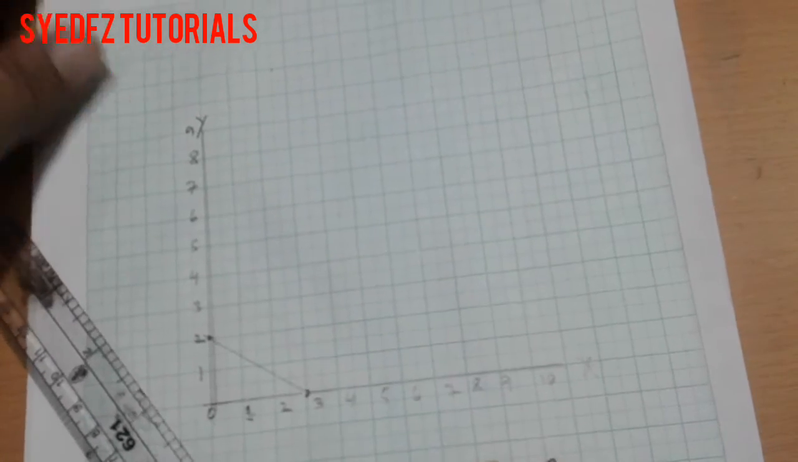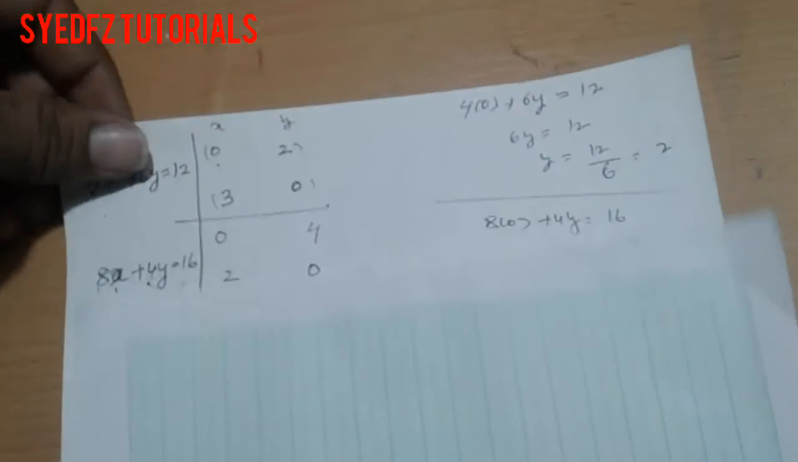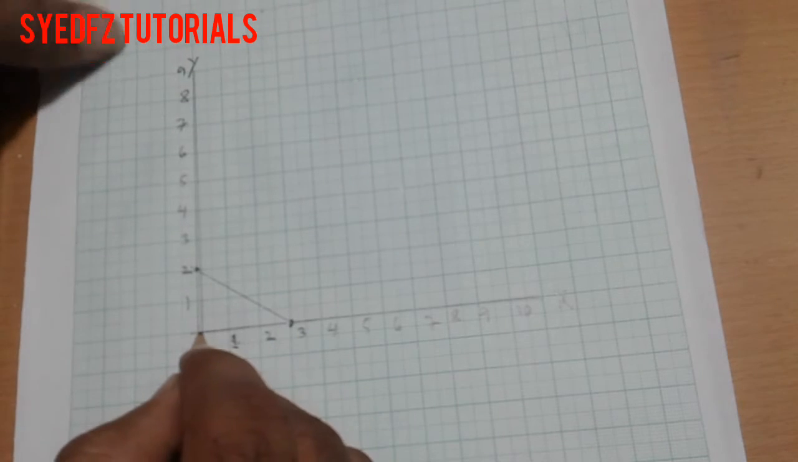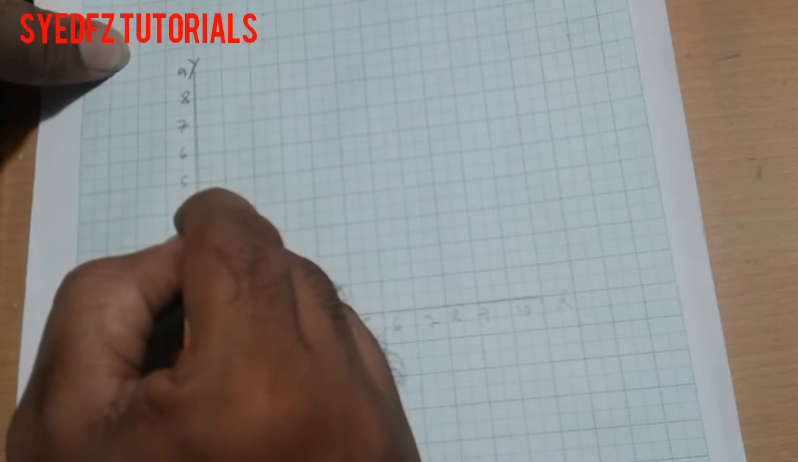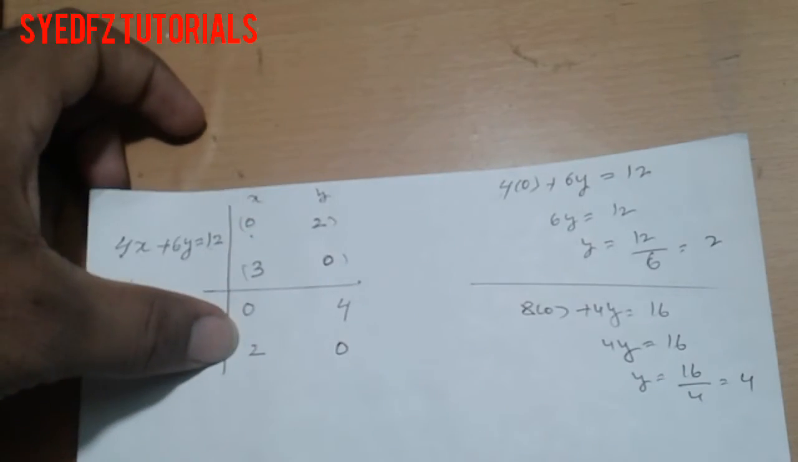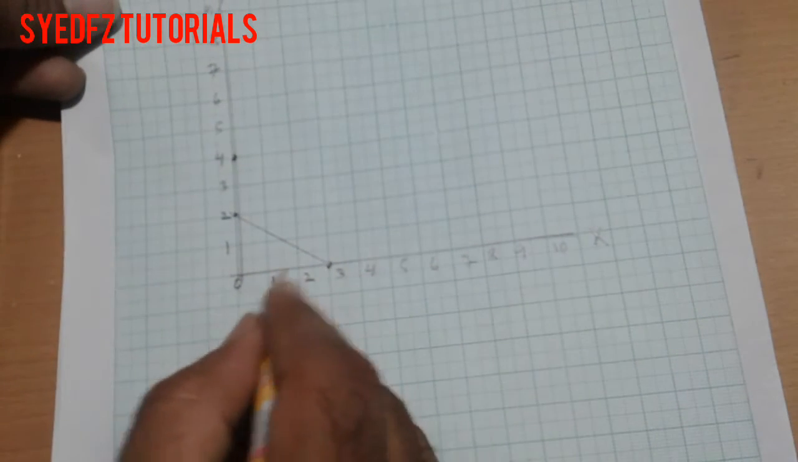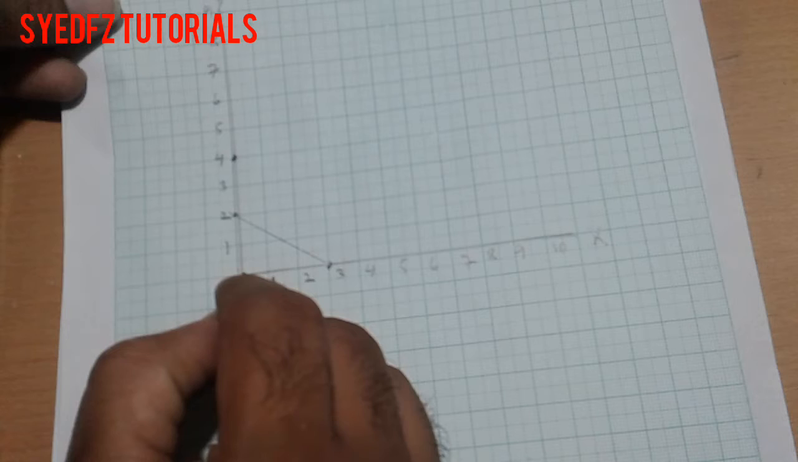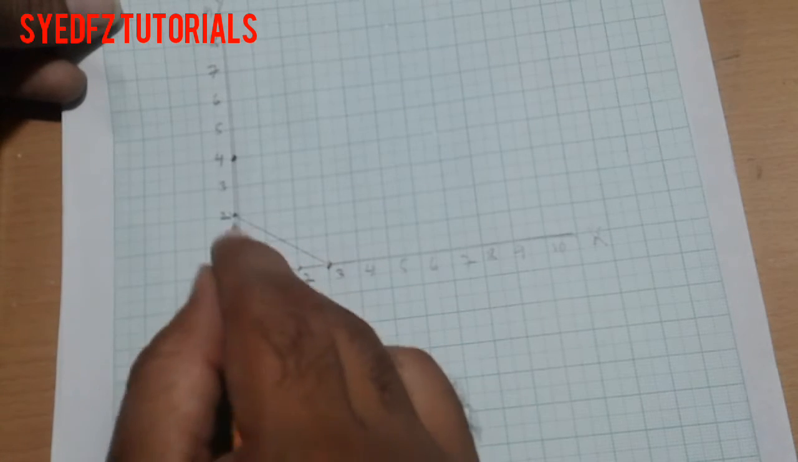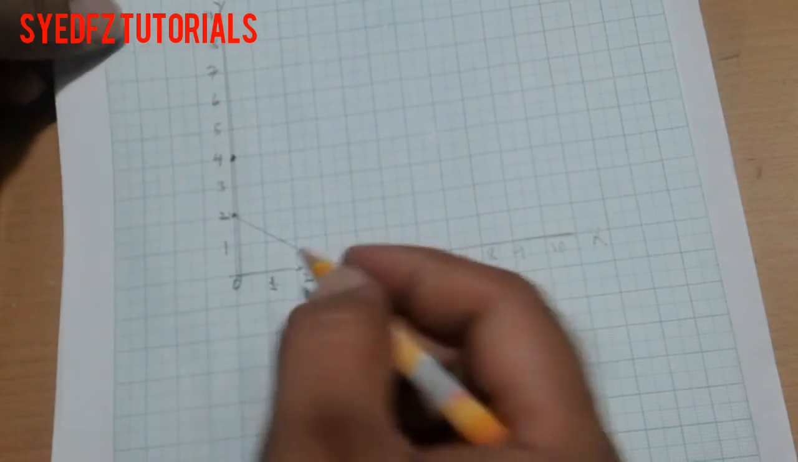Now go for the second equation. X is 0, y is 4. Here x is 0, but y is 4, and x is 2 and y is 0. Here this x is 2, but y is 0. Here is a point.